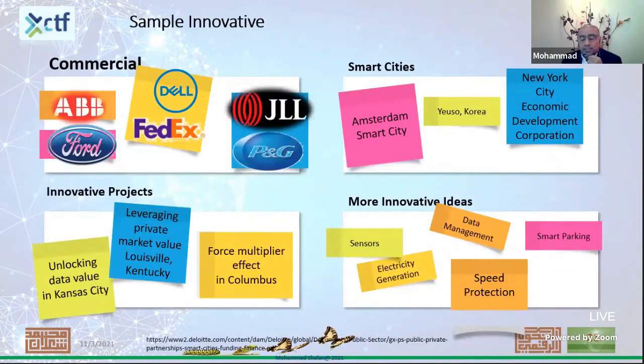Part of this, some samples of innovative contracts, we can actually talk about in the commercial sector. We have the ABB4. You can find it in the literature. Delphidix cases, JLL and Procter & Gamble to manage their facilities. This is a kind of commercial contract. We have some samples of smart cities contracts like Amsterdam City, New York City. In Korea also we have some samples.